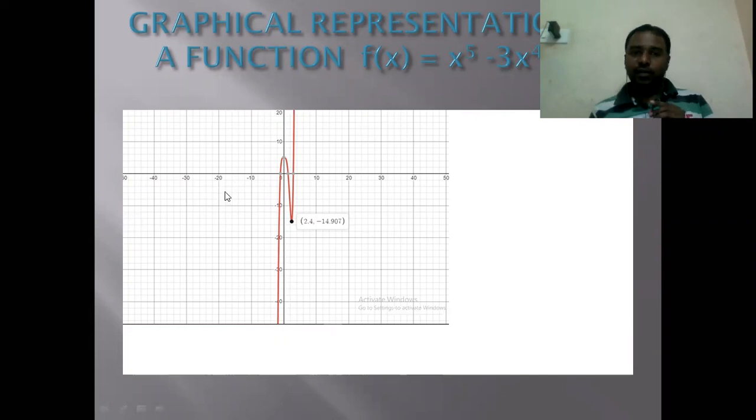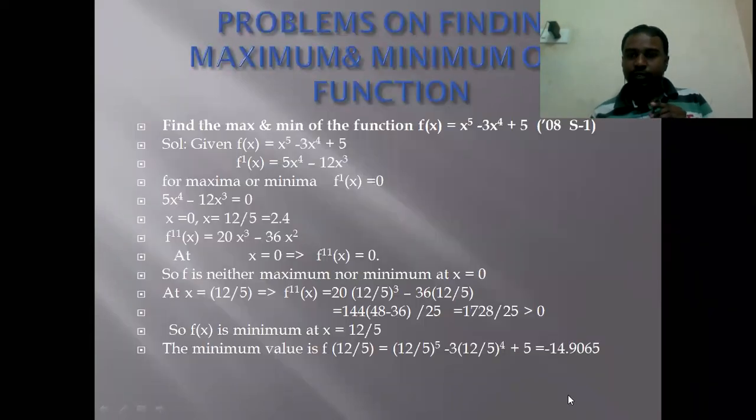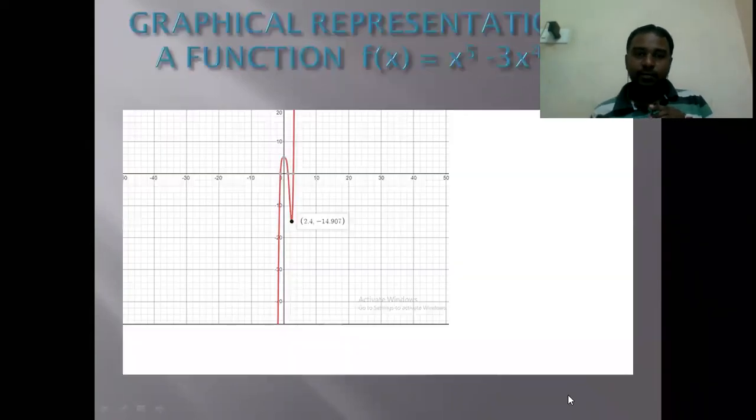The same thing I have drawn as a graph. So this is how the function is moving, a graphical representation of the same function. I am using some software for this. Look here, I have denoted a point 2.4. At the point 2.4, what value did we get? It is minus 14.9065, approximately minus 14.907. Look at that. This will be the minimum value for that function. So like this, we can also represent it in the graph.